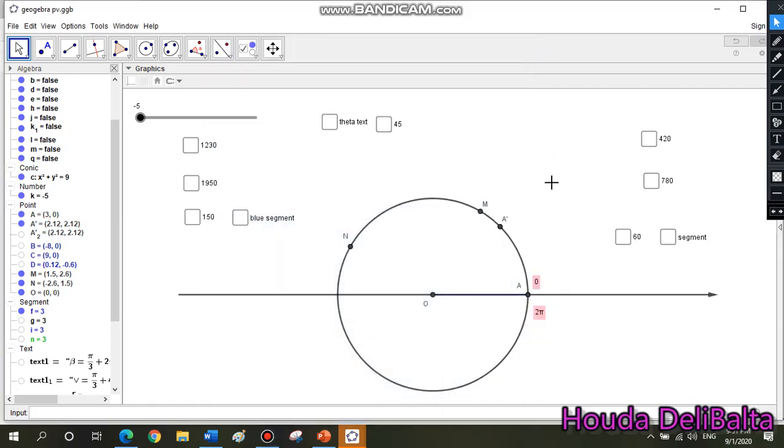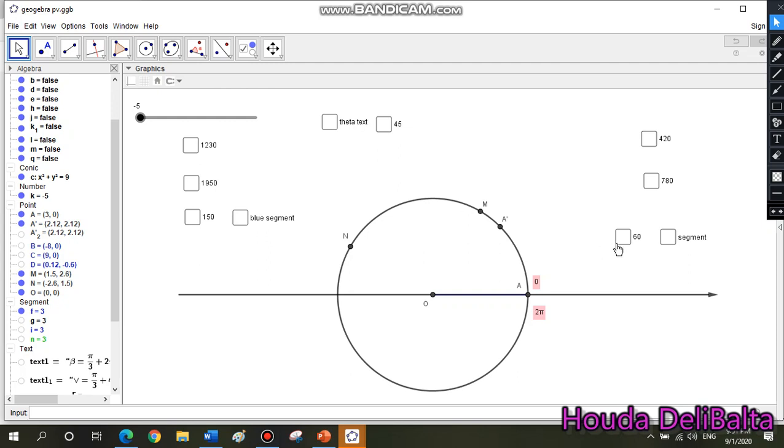Hello dear students, here is a GeoGebra representation in order to understand the idea of the principal value. Now, as you know, the principal value of the measurement of an angle is usually included between minus 180 degrees and 180 degrees, as well as minus pi and pi in radians.